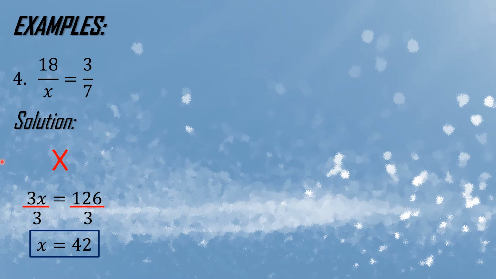Again, let us check if our answer is correct. So 18 times 7 is 126 and 42 times 3 is also 126.